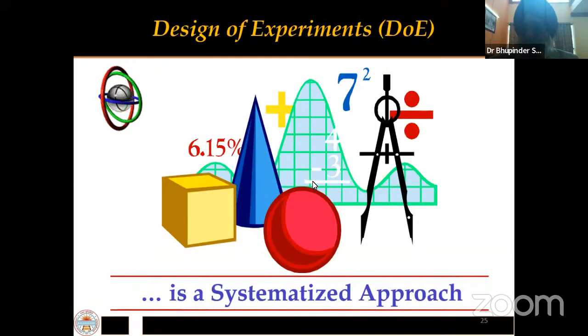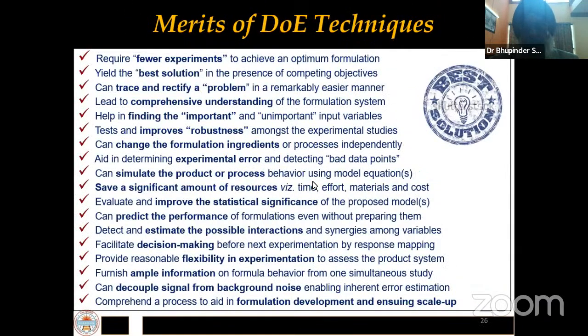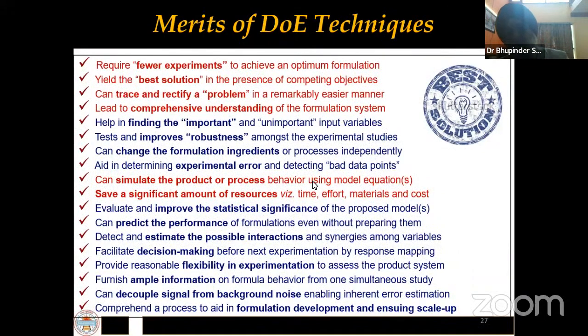So, needless to mention, it's a systematized approach, and there are so many advantages. Again, time does not permit me to go into the nitty-gritty of all, but I have highlighted a few. It requires a much smaller number of experiments, and it yields the best solution. The best, I repeat, the solution found using DOE can never be challenged. It's the best solution, provided we have followed the correct and requisite procedures. It can trace a problem, diagnose a problem, and rectify a problem.